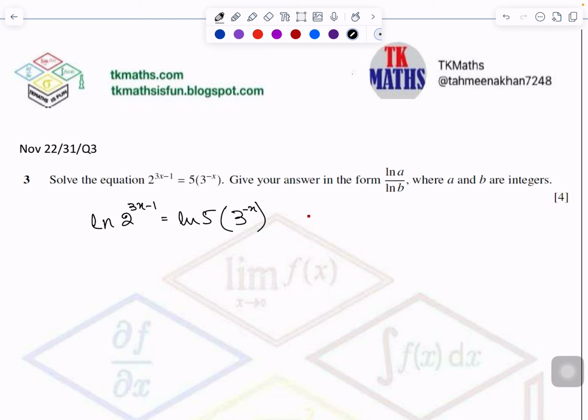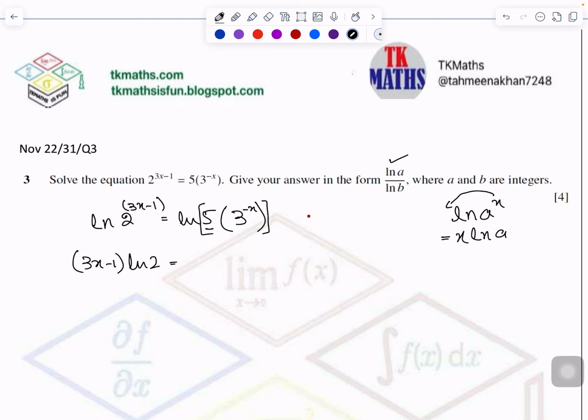Oh, I'm sorry, you can't take log because it is given as ln a over ln b, so you have to write ln in this case because there is a restriction. Now I will apply the power law. We know from logarithms that x can come down and be written as x ln a. Similarly, I'm bringing this down here, and this is considered as one term. So now it will be (3x minus 1) ln 2.